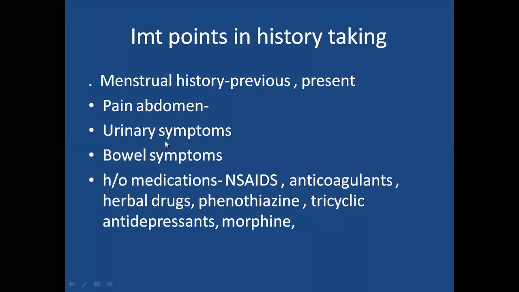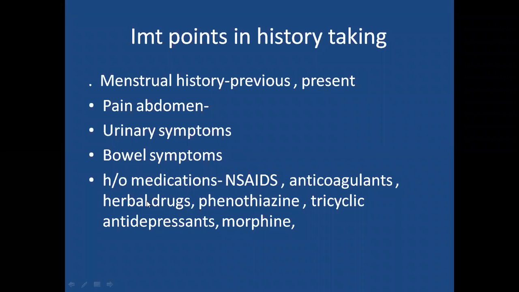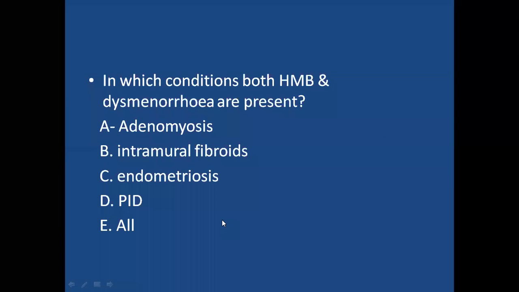Then associated urinary symptoms, you have to ask bowel symptoms, any history of use of medications like non-steroidal anti-inflammatory drugs for prolonged periods, anticoagulants, any herbal drugs for weight loss, nowadays people are using them and coming with menorrhagic cycles. Then any phenothiazines, tricyclic antidepressants, morphine, you have to ask. Then this is a question for you all: in which conditions are both heavy menstrual bleeding and dysmenorrhea present?